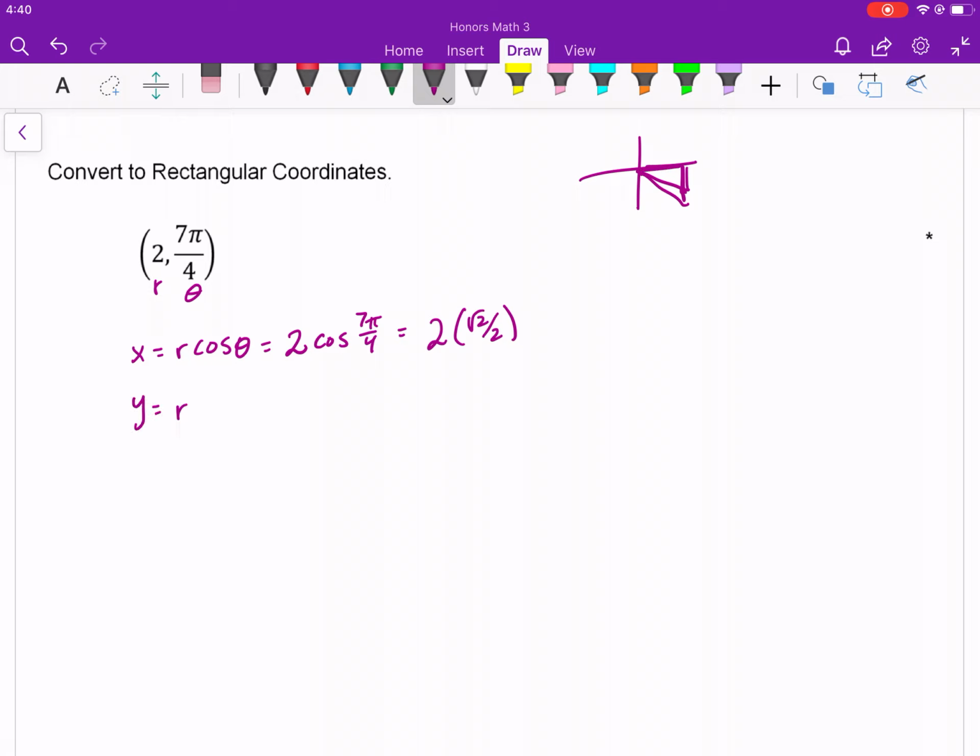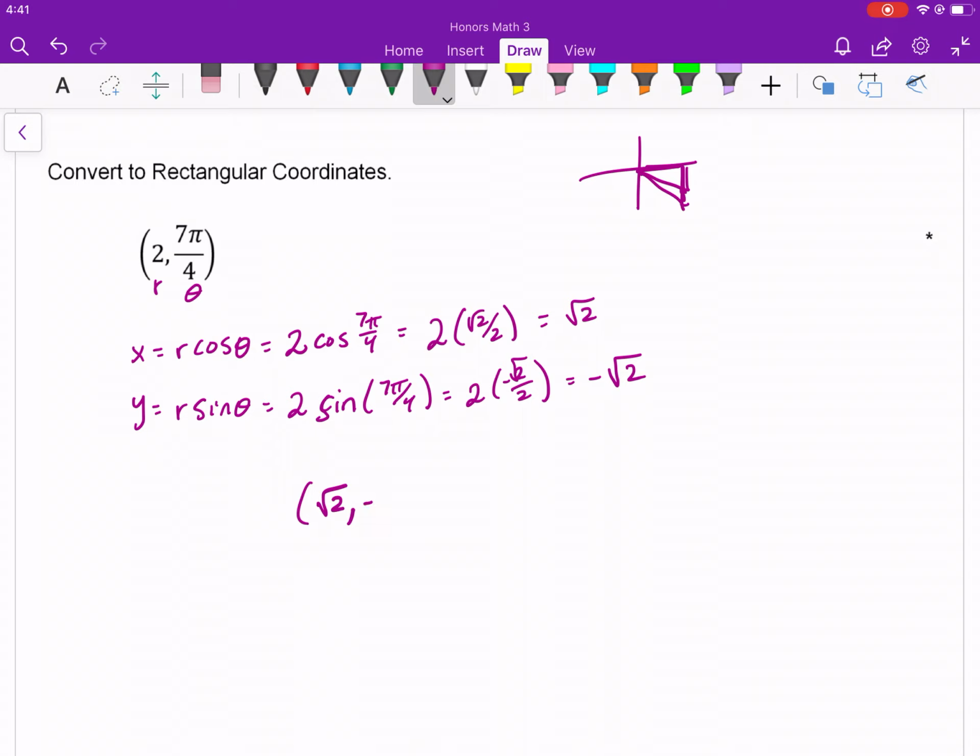And then y is r sine of theta. So we have 2 times sine of 7 pi fourths. But since we're going down, the y values are going down, this will be a negative 2 square root of 2 over 2. I forgot to simplify both of these, but they're both pretty easy. If you simplify it, you get square root of 2 for this one and a negative square root of 2 for that one. So our coordinate would be square root of 2, negative square root of 2. And there you go.